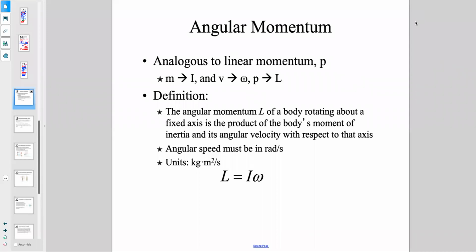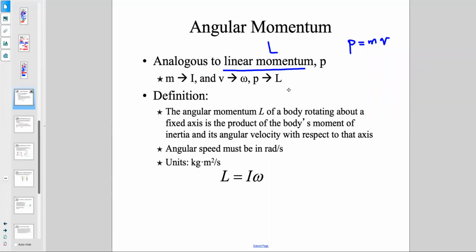Angular momentum is analogous to linear momentum, P. If you remember, P was mv, or mass times the velocity. Angular momentum, L, is pretty much the same concept. Instead of m, I have I, the moment of inertia. Instead of velocity, I have angular velocity, or omega. Instead of p, which is linear momentum, I have L, which is angular momentum.